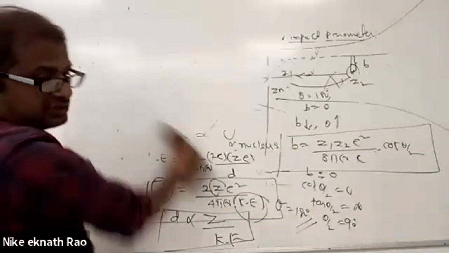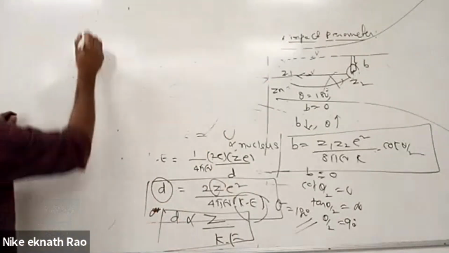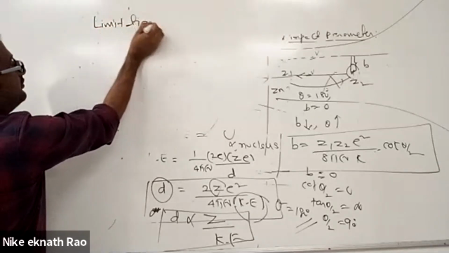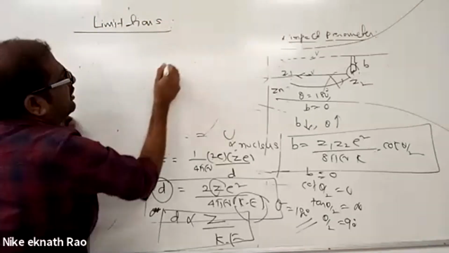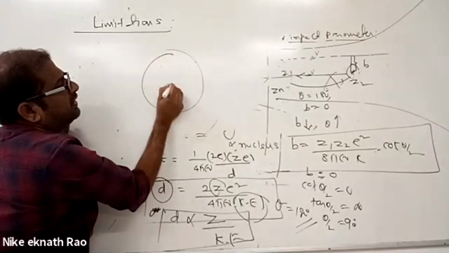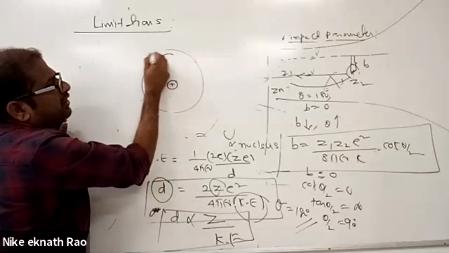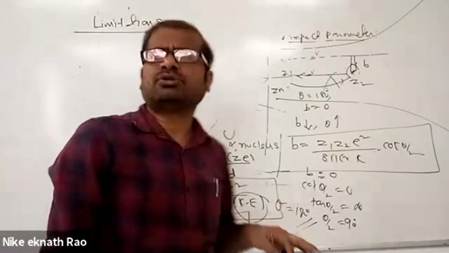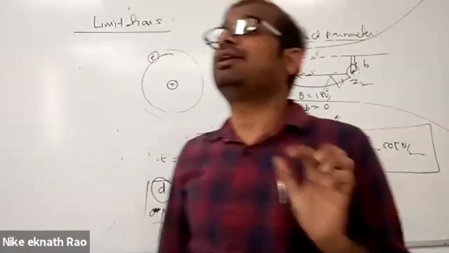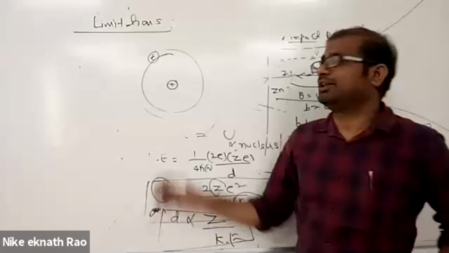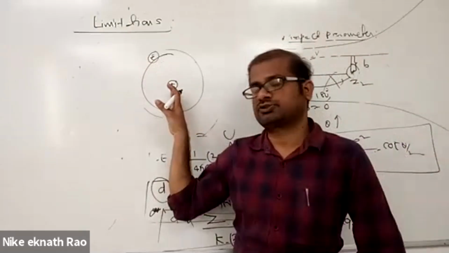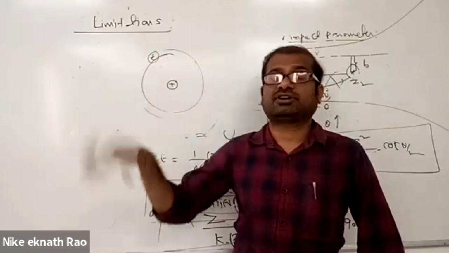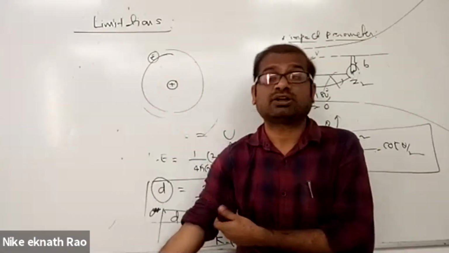Now, what are the limitations of the Rutherford model? As you mentioned, the bulk center portion is the nucleus and electrons revolve around it in circular orbits. He could explain only the neutrality of the atom, with equal positive and negative charge and electrons revolving. But other things he could not explain. What are the other things?